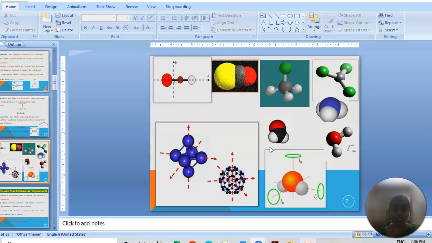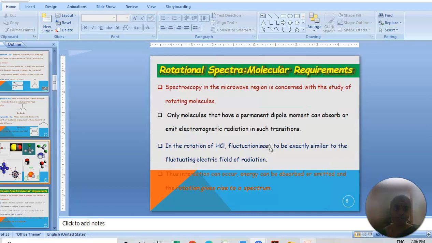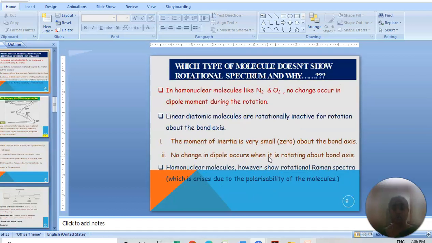Then for rotational spectra, what are the requirements? The molecule should have a moment of inertia and a rotational identity with respect to the electromagnetic radiation. That is the main thing. Next, which types of molecules do not show it? Mainly homonuclear molecules, such as nitrogen and oxygen. There is no change in dipole moment, because the rotation takes place because of the dipole moment of the molecules. The moment of inertia is very small for homonuclear and linear diatomic molecules, so they do not have rotational spectra.